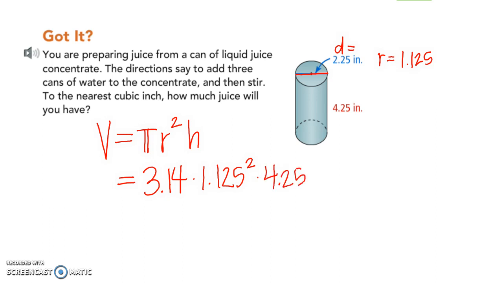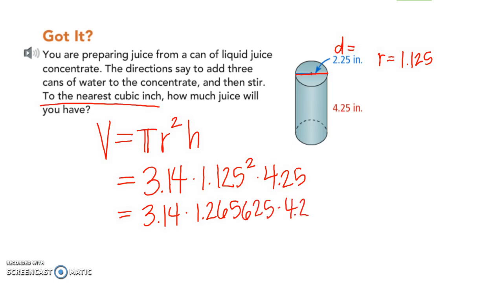In my directions, I see that they tell me to the nearest cubic inch, so I'm going to get probably some crazy long decimal. I know that I'm going to end up rounding to the nearest whole number. So 1.125 squared is going to give me 1.265625. I'm going to multiply that times 3.14 and then times 4.25.